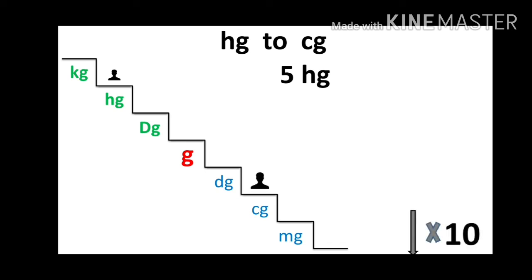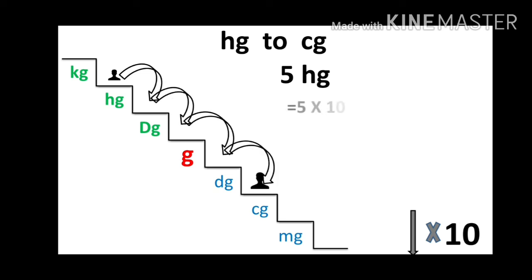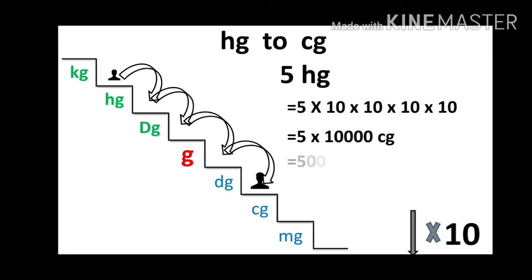Now how many times will we multiply? We will count the steps. 1, 2, 3, 4 steps. So 4 times 10, 10 into 10 into 10 into 10. So 4 times we get 1 with 4 zeros. That's the easiest thing to do. There are 4 steps, put 4 zeros. So 5 into 10,000 becomes 50,000 centigrams.